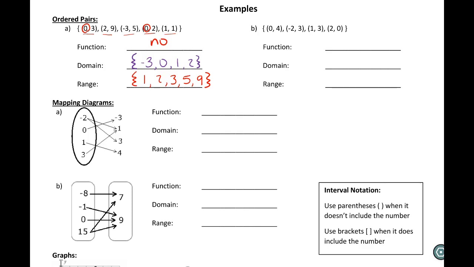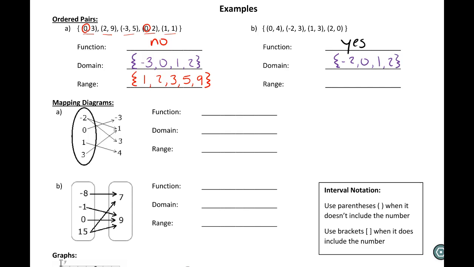Okay, so let's look at B. Is this a function? Well, it sure is a function, because none of our x values repeat. Remember, y values can repeat, but your x values cannot. Okay, so what is the domain? Remember, it's the set of all x values. So we've got negative 2, 0, 1, and 2.